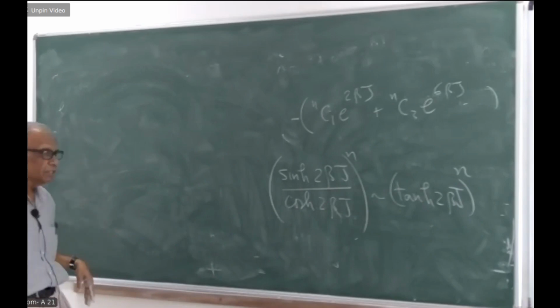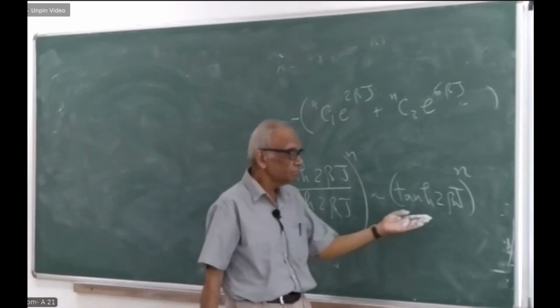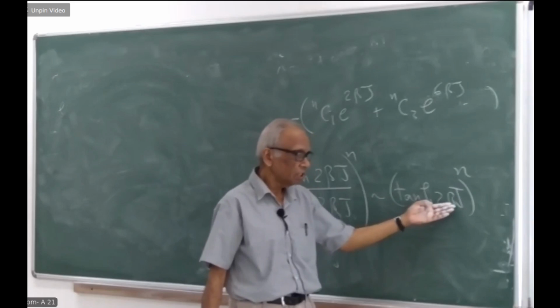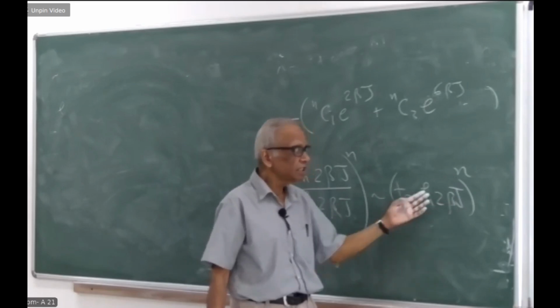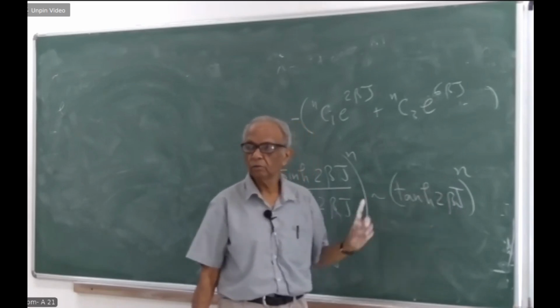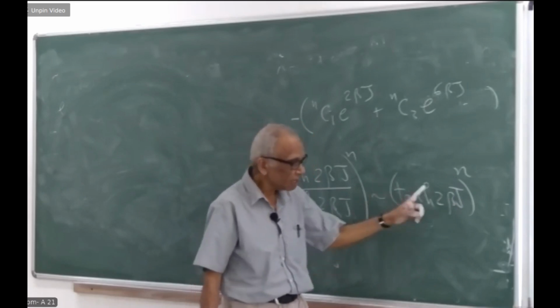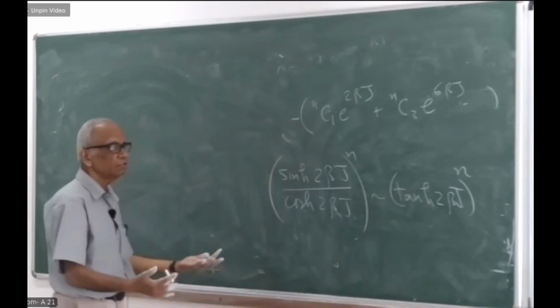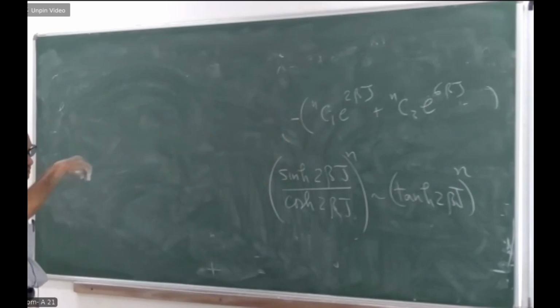At higher temperatures, as beta goes to 0, tan hyperbolic goes to 0, and you lose the correlation. So you have the right features at t going to 0. So the last bit, what is the correlation length?